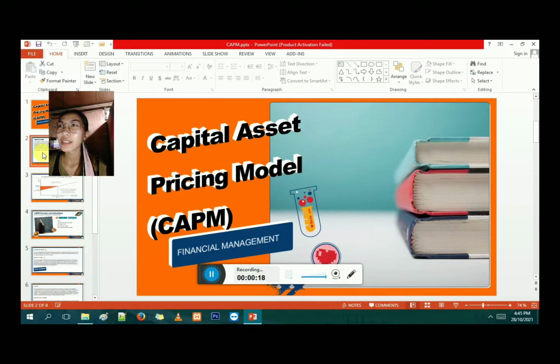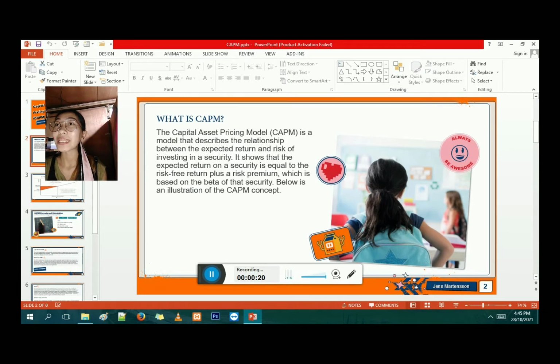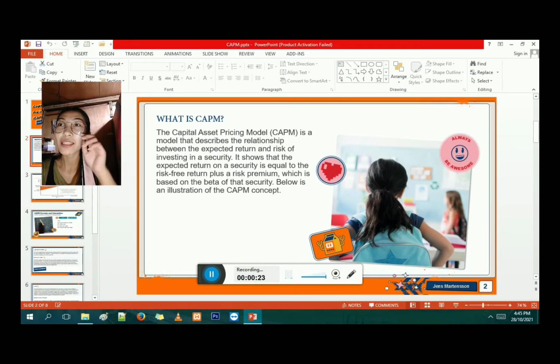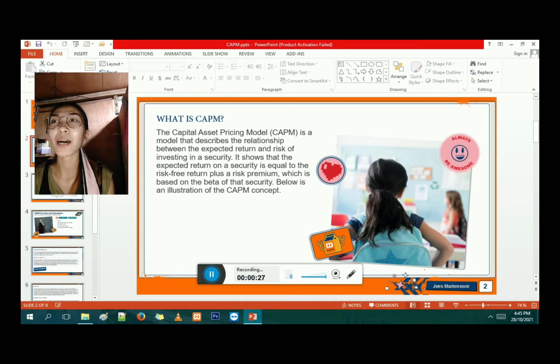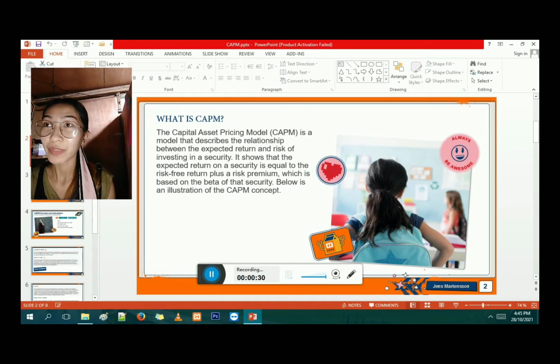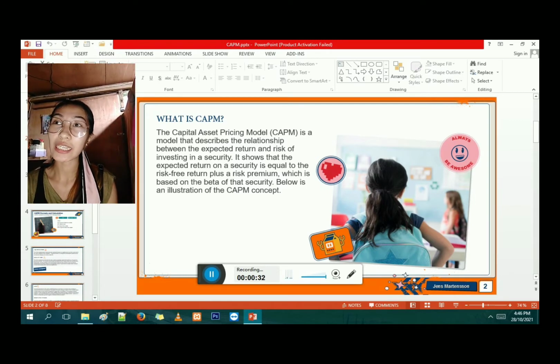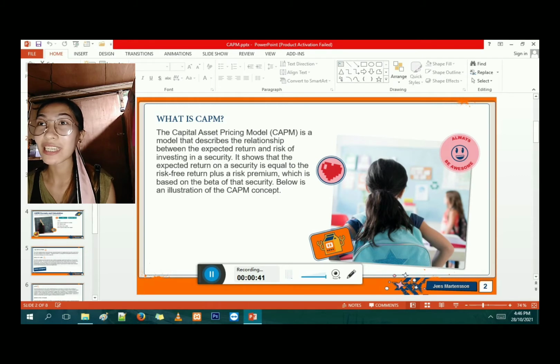The second slide asks what CAPM is. The Capital Asset Pricing Model is a model that describes the relationship between the expected return and risk of investing in a security. It shows that the expected return on a security is equal to the risk-free return plus a risk premium, which is based on the beta of that security. Below is an illustration of the CAPM concept.